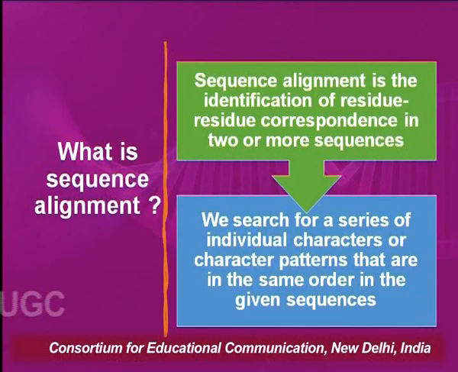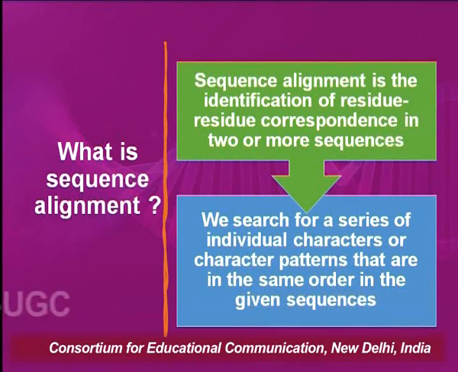So let's start with sequence alignment. What is a sequence alignment? Meaning, how do we define that? Sequence alignment is the identification of residue to residue correspondence in two or more sequences. So what we do is alphabet-wise residue to residue correspondence in two or more sequences.